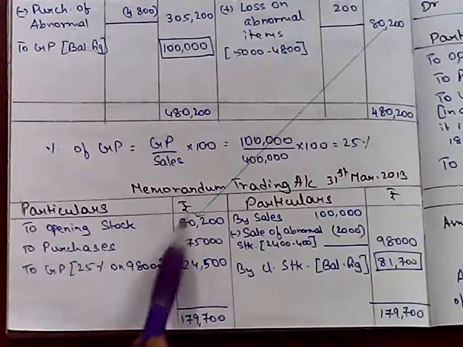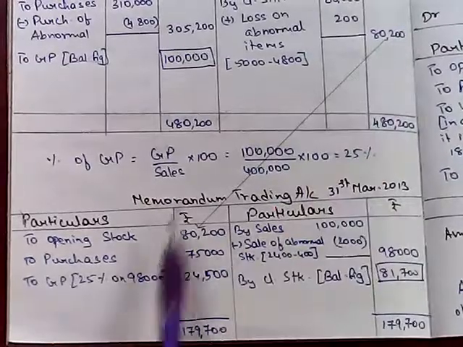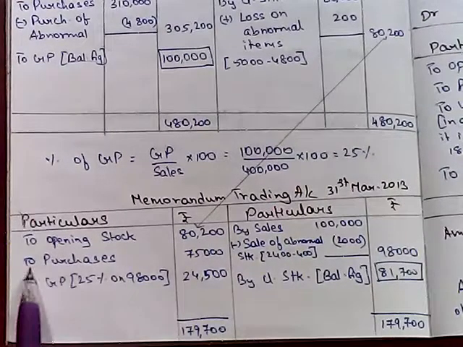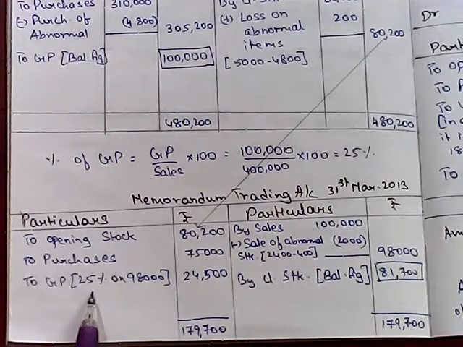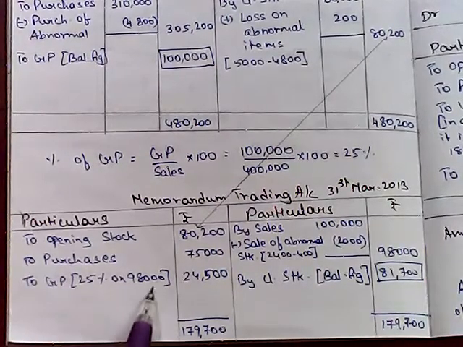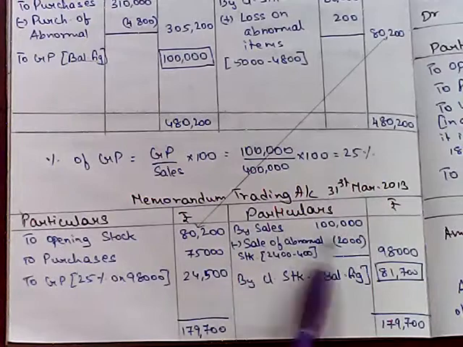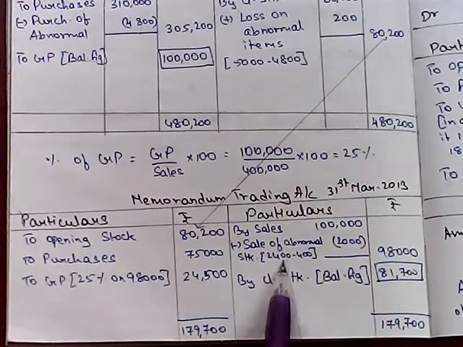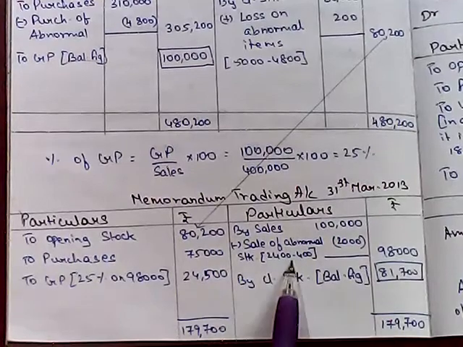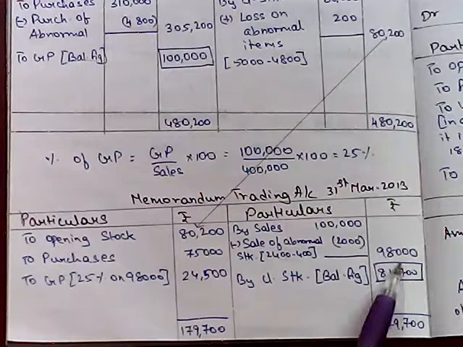Now opening stock will be 80,200 because the closing stock of the previous year would be the opening stock of the current year. To purchases which is 75,000. To gross profit, that is 25% on sales. Sales is 98,000. How we got this 98,000? We go to the credit side, by sales which is 1 lakh minus sale of abnormal stock, that is 2,400 minus 400. Okay, this is also very important, which is 2,000. So 1 lakh minus 2,000 is 98,000.